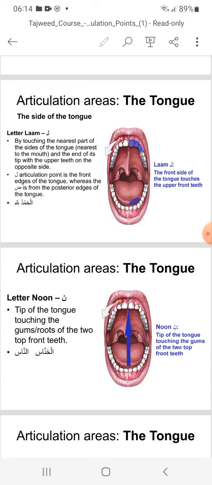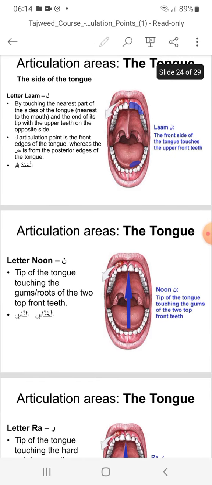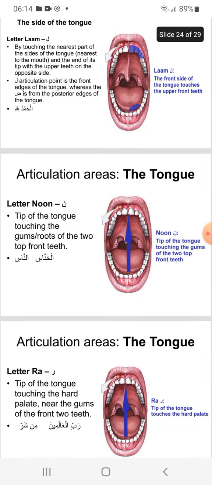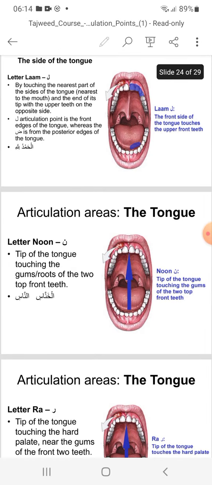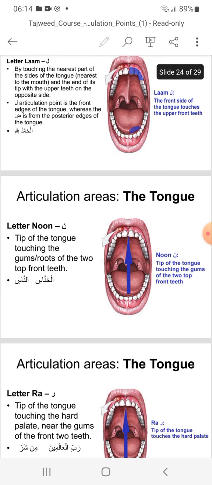What else we should take care about when we do the noon is that we should keep it light. Many students pronounce the noon as a heavy letter. For example, they say ناظرين heavily instead of ناظرين lightly. No, it's not correct for sure.